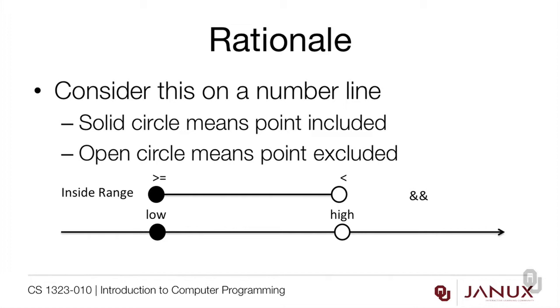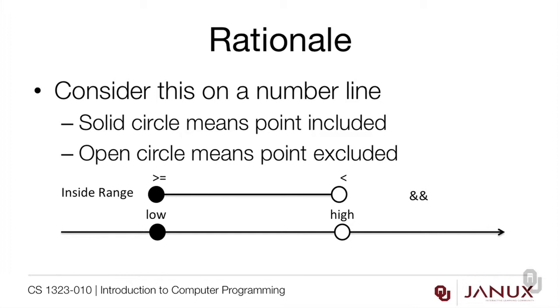So to be inside the range, we're going to be between low and high. Low is included and high is excluded. So we're greater than or equal to low and less than high. And notice that we need to use an AND operator there. The reason we use an AND is that both of those conditions have to be true in order to be included. If we used an OR operator, if we said greater than or equal to low or less than high, we would get the whole number line. Definitely not what we want.